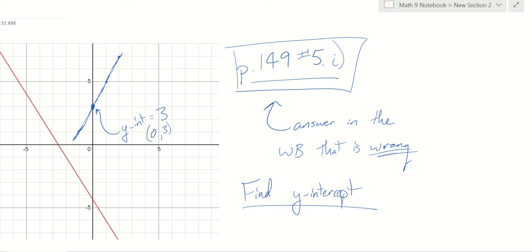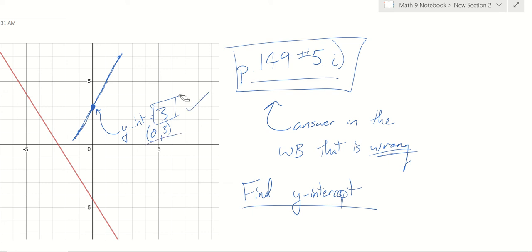Feel free to point out that this line is clearly crossing the y-axis at 3, and so I'm just going to say that. I don't need to make an equation. I don't need to do any of that. It clearly crosses at y equals 3, so there you go. I'm happy. We're good to go.